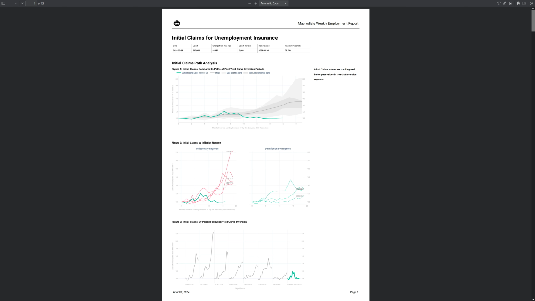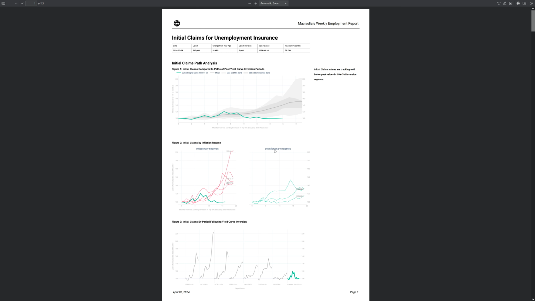In this path chart, the green line represents the trajectory of claims data following yield curve inversions. Insights on the right side of the chart show that the current claims values are significantly below the historical distribution during such inversions, indicating economic resilience.